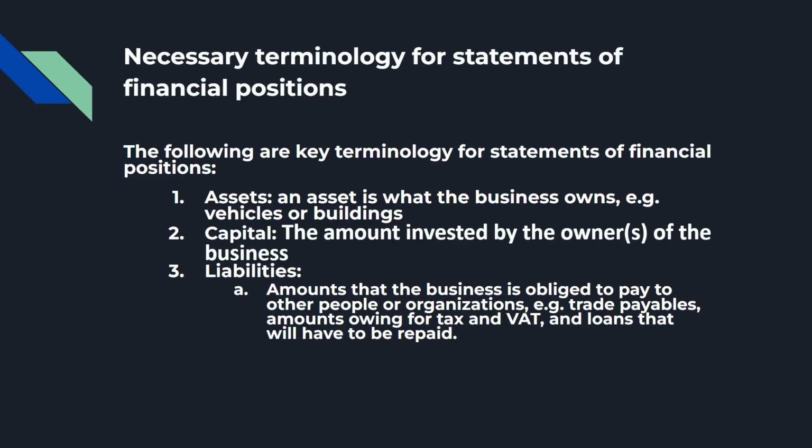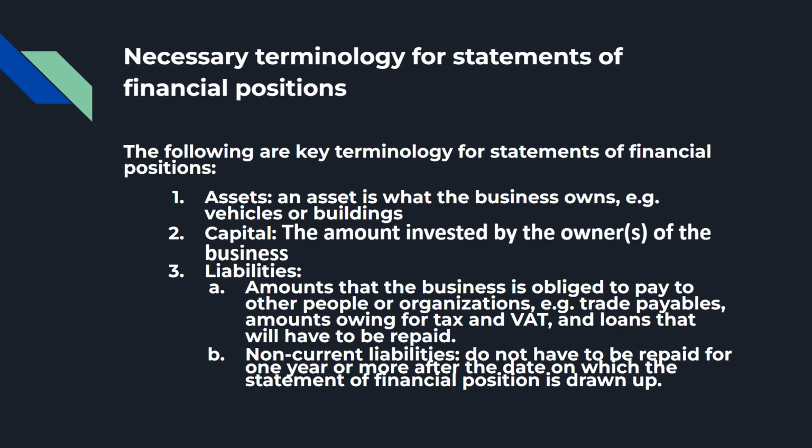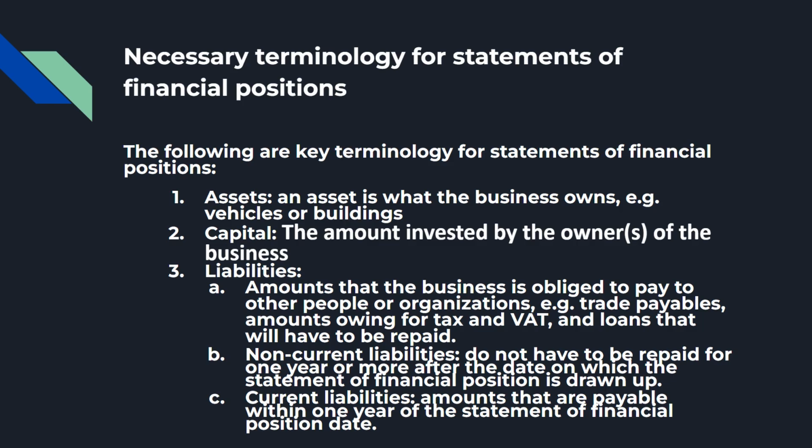Third are liabilities. This is the amount that the business is obliged to pay to other people or organizations. For example, trade payables, amounts owing for tax and VAT, and loans that will have to be repaid. Non-current liabilities do not have to be repaid for 1 year or more after the date on which the statement of financial position is drawn up. Current liabilities are the amounts that are payable within 1 year of the statement of financial position date.